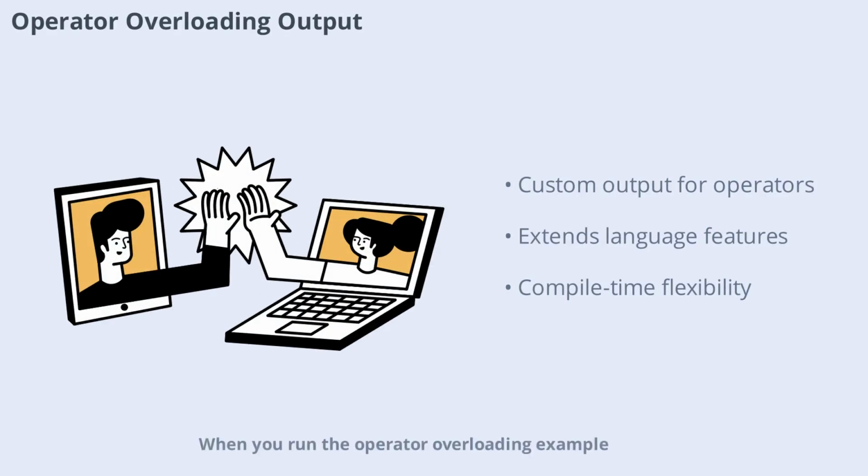When you run the operator overloading example, adding two complex numbers like 10 + 5i and 2 + 4i results in 12 + 9i. The overloaded plus operator makes this possible, showing how you can extend the language's capabilities to fit your needs. This is another great example of compile-time polymorphism in C++.